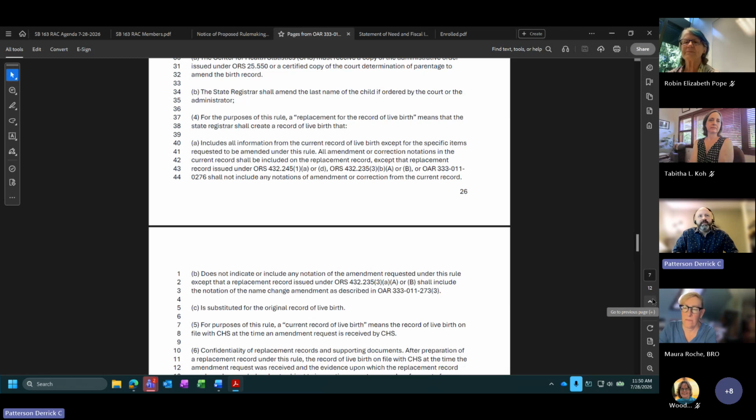B, does not indicate or include any notation of the amendment requested under this rule, except that a replacement record issued under ORS 432.235(3)A, Big A or Big B shall include the notation of the name change amendment as described in OAR 333-011-273, Section 3. C is substituted for the original record of live birth. Any questions or comments on section 4?